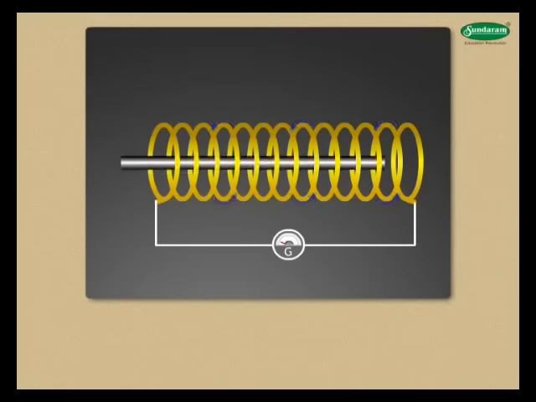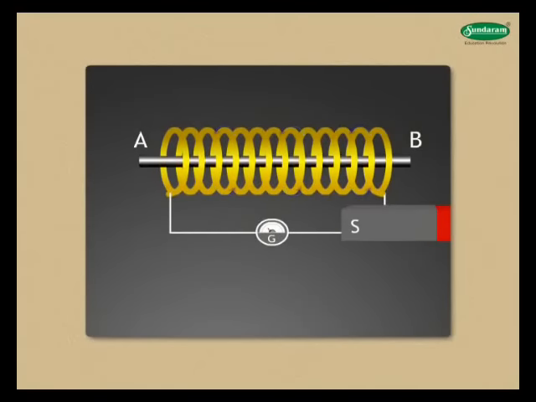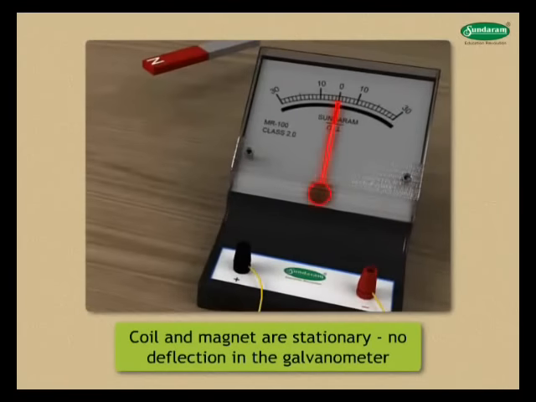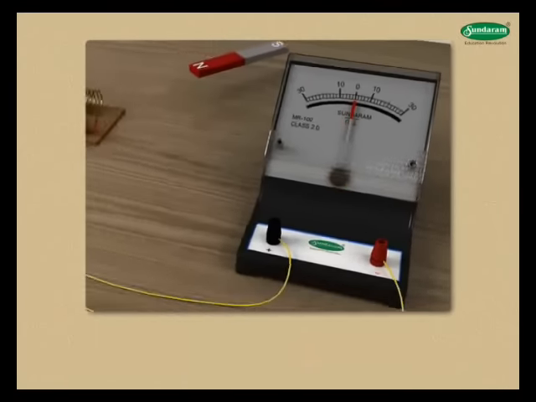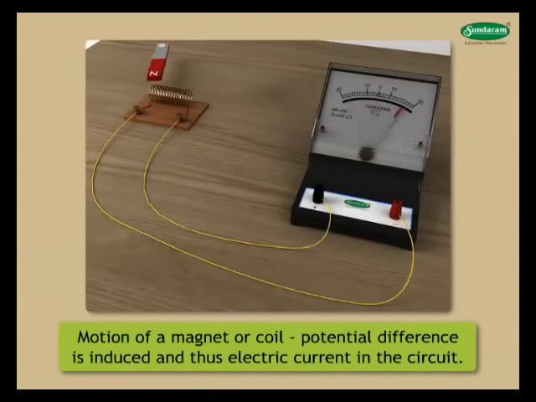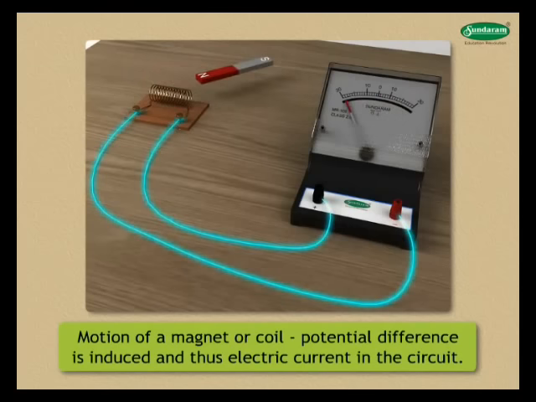This was first studied by Michael Faraday. Here, if you had moved the south pole of the magnet towards end B of the coil, the deflection would be opposite to the previous case. If both coil and magnet are stationary, there is no deflection in the galvanometer. Thus, with the motion of a magnet with respect to the coil, or if the coil is moved with respect to the magnet, a potential difference is induced, which sets up an induced electric current in the circuit.